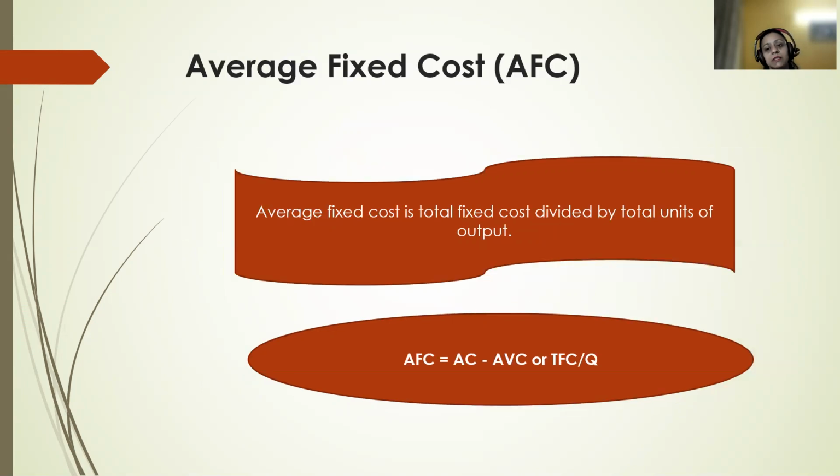Average fixed cost is the average of the total fixed cost. Average fixed cost can be arrived by dividing total fixed cost by the quantity produced. Alternatively, average fixed cost is equal to average cost minus average variable cost.